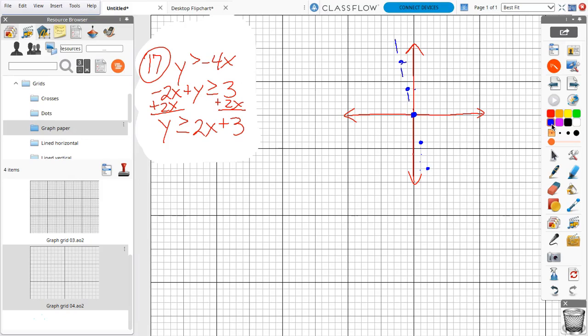Why am I making it a dotted line? So it's not a solid. Why is it not solid? Can somebody tell me? Because it's just greater than. It's not greater than or equal to. Okay? Now, since it is greater than, where do I need to shade? Above.